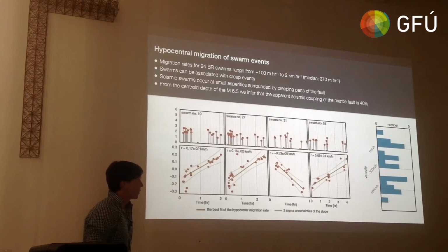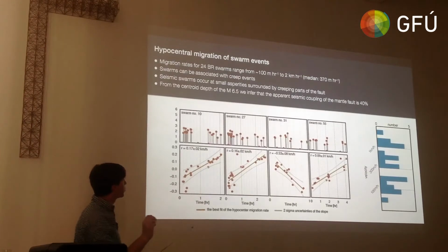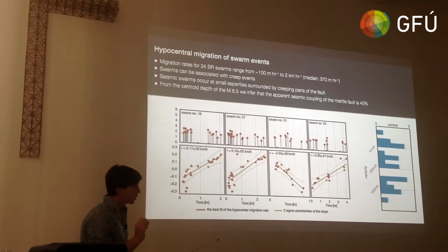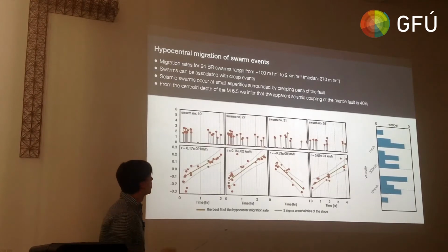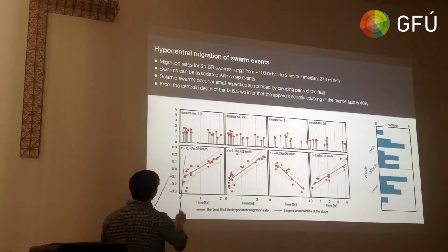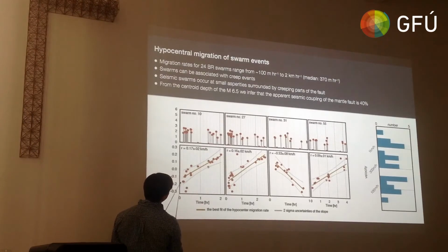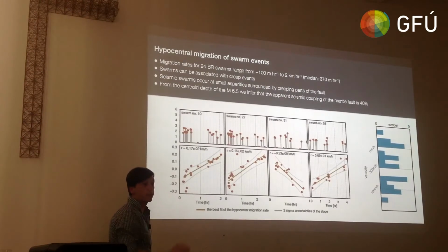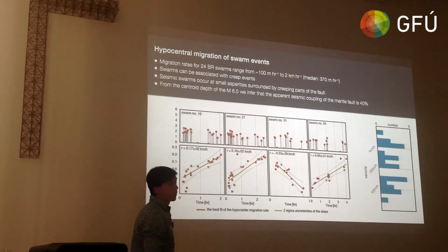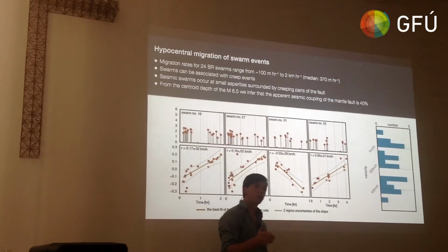As I was saying, the swarms, the events, occur in a really small area, or nucleate in a very small volume. Although they don't nucleate exactly at the same place, we can display them with time on the x-axis, and this is a long along-strike distance, and we can see that the events in swarms actually migrate along strike. We can constrain velocities of those hypocentral migrations for many of those swarms, and the velocity is normally somewhere between 100 meters per hour and 1 kilometer per hour.